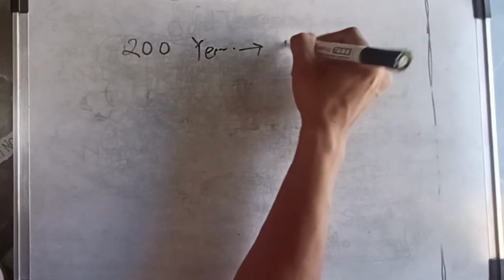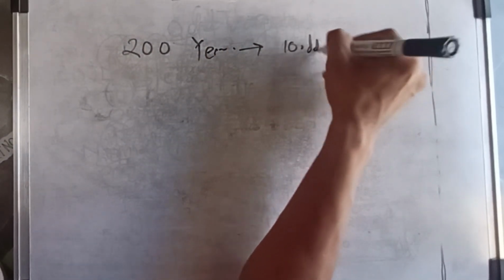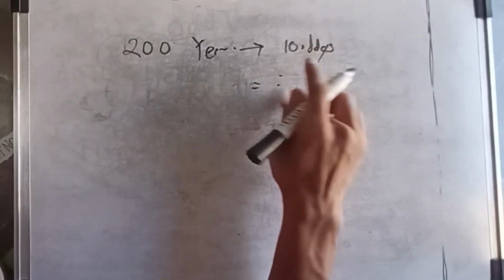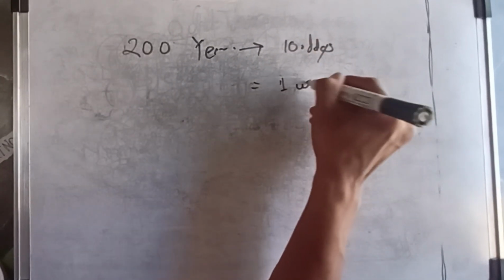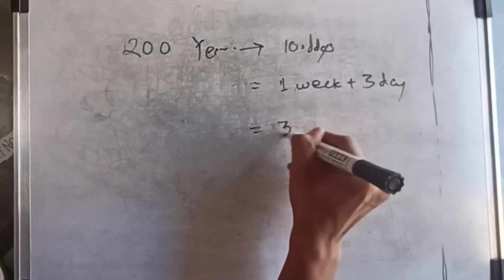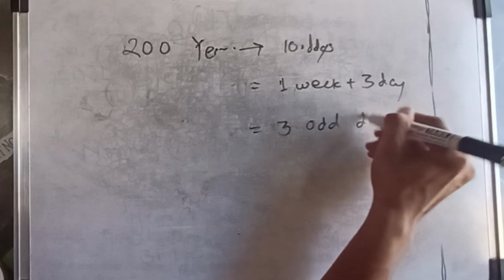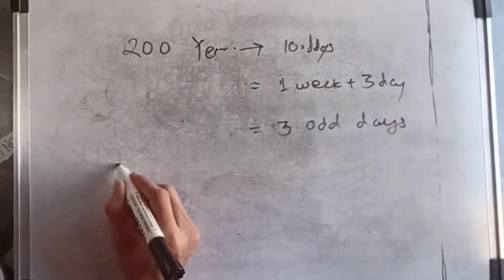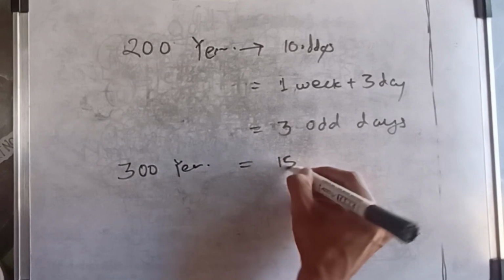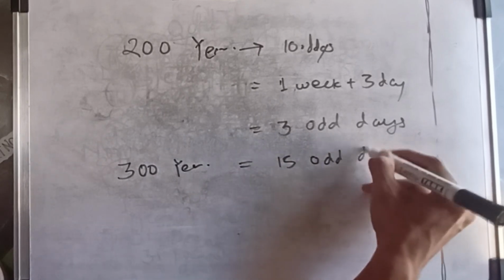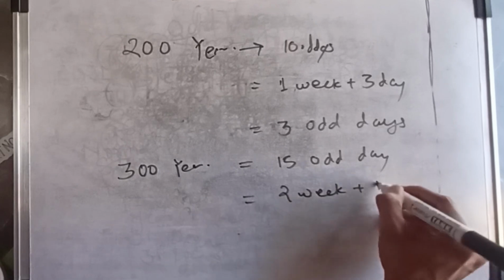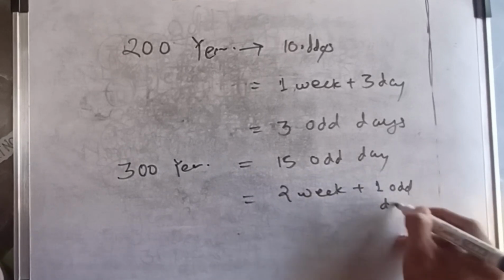In 200 years there will be 10 odd days, which means 1 week plus 3 days, that is 3 odd days. Same goes for 300 years. There are 15 odd days, which means 2 weeks plus 1 odd day.